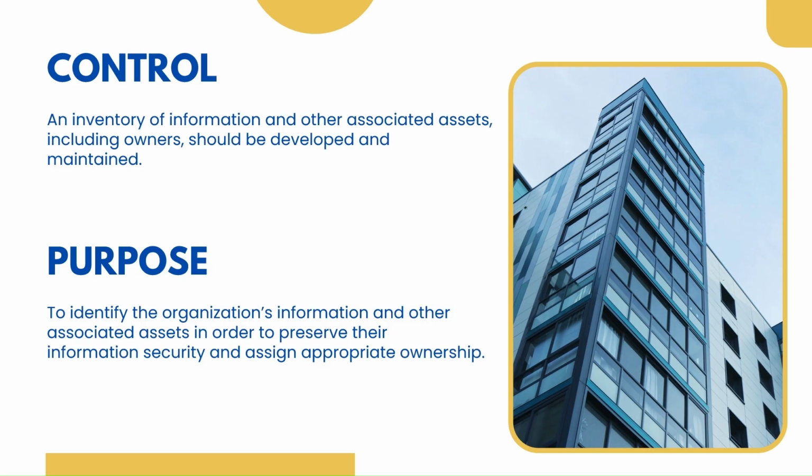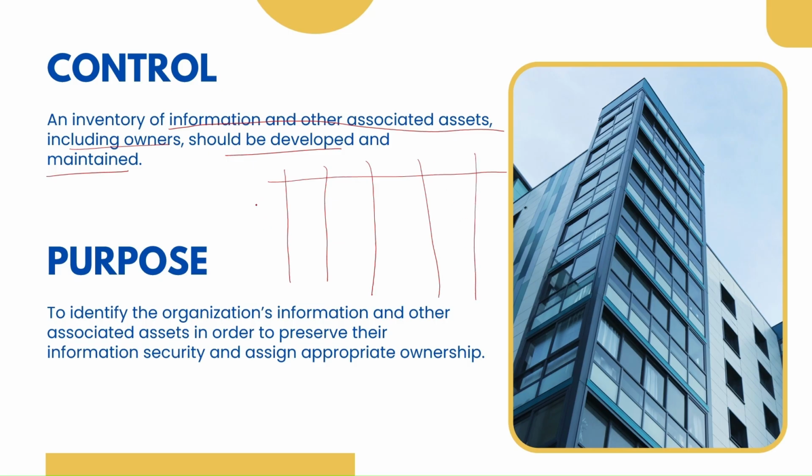See, the control says an inventory of information and other associated assets, including owners, should be developed and maintained. So, what it is saying is you have to maintain an inventory of all the assets and all the information that you hold. It could be intellectual property, it could be software, hardware, whatever it is, put an inventory of assets, like asset number one, number two, number three, number four.